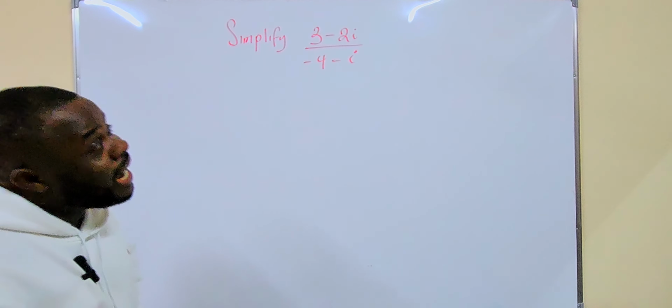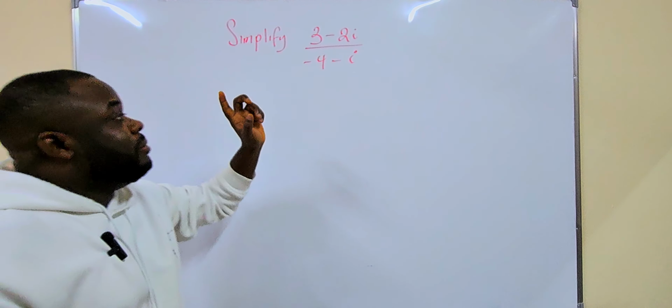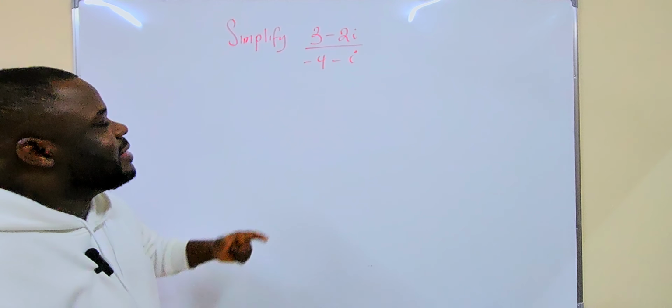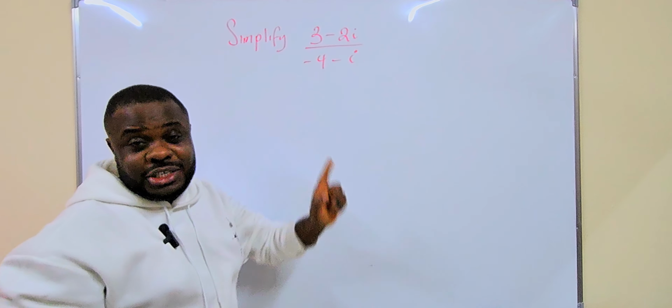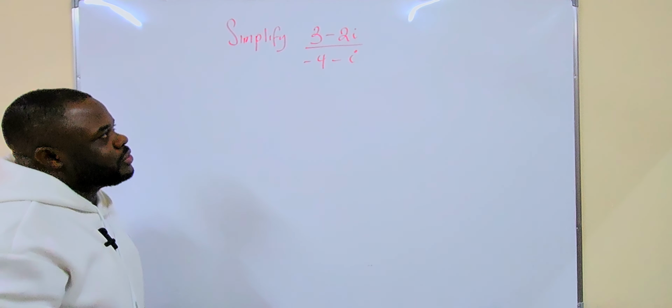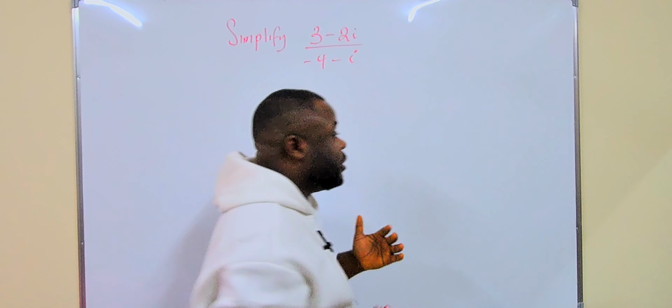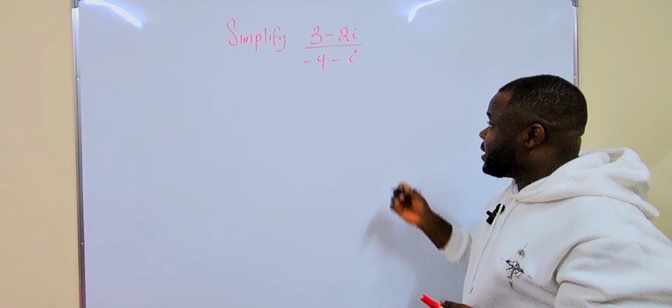Okay, and how do we do that? It's very simple. The major aim whenever you are simplifying a complex expression or complex number is that, for the denominator, we want to find a way to remove this imaginary number on the denominator. So what you are going to do is, of course, use the conjugate of the denominator to simplify it. How do you do that?